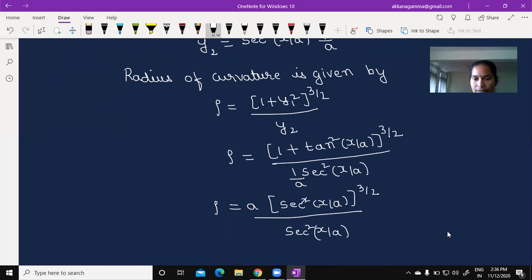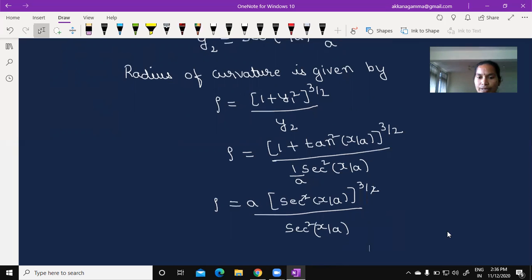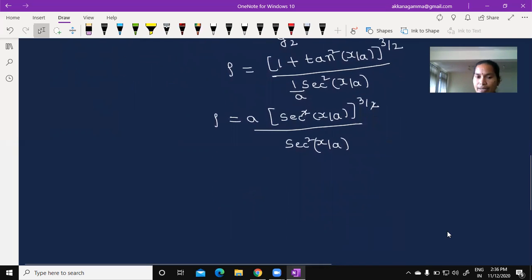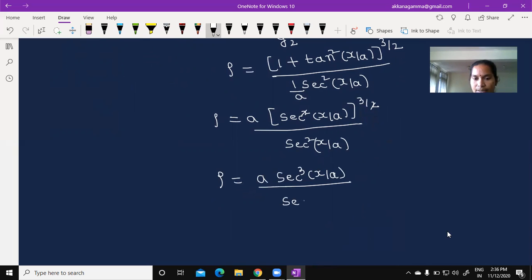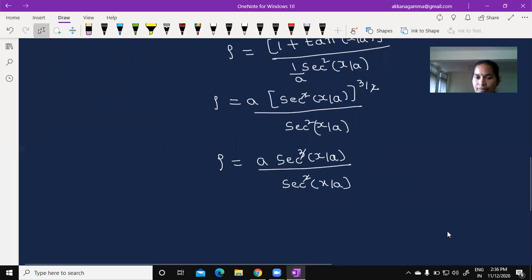In the numerator, the square and the power 3 by 2 combine, so rho is equal to a into secant cube x by a divided by secant square x by a. Square and cube cancel, leaving one. Therefore the radius of curvature rho is given by a into secant x by a. This is what we had to show. So we got the same answer for the given curve, y is equal to a into log of secant x by a. Thank you.